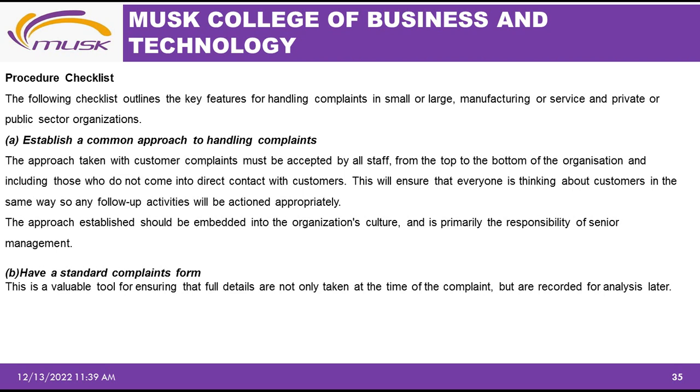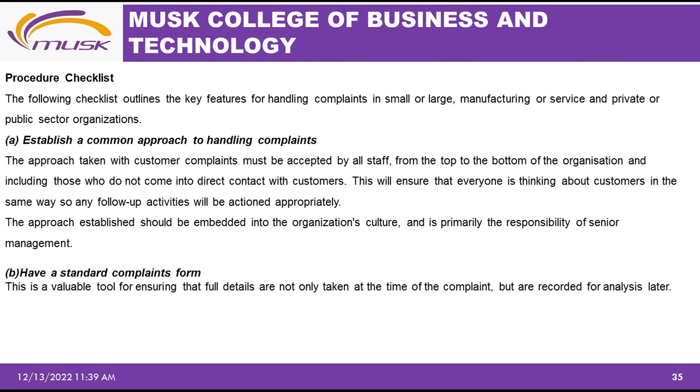So we have a procedures checklist. The following checklist outlines the key features for handling complaints in small or large organizations. Number A is establish a common approach to handling complaints. So we need to have a common way of doing it within the organization setup. It should be something that is uniform. Uniformity and a common approach means you are treating everybody fairly within the organization.